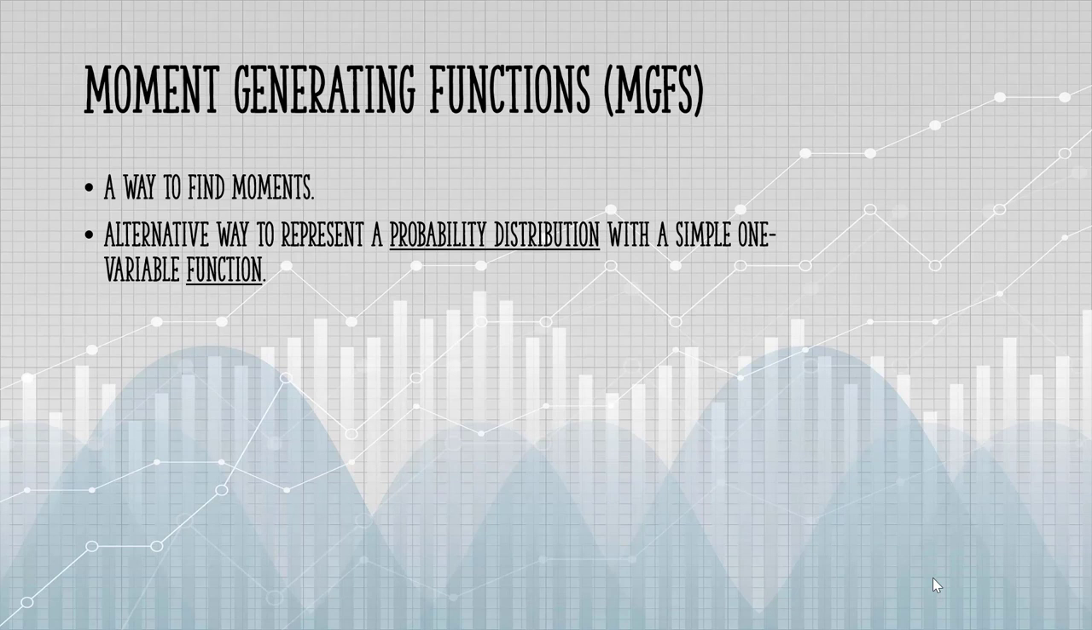Moment generating functions are a way to find moments like the mean or the variance. They are another way to represent a probability distribution with a simple one variable function. Every probability distribution has a unique MGF. The MGF is a computational tool. You can think of it as a formula in the same way that y equals mx plus b allows you to create linear functions. The MGF formula helps you to find moments.